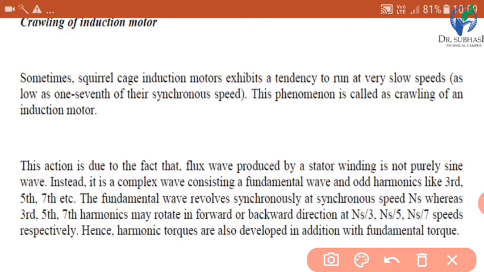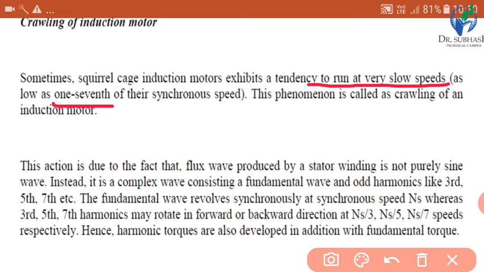Sometimes a squirrel cage induction motor exhibits a tendency to run at very slow speeds, as low as 1/7 of its synchronous speed. And this phenomenon is called crawling of an induction motor. See, this is the phenomenon. In this case, the induction motor will run at almost 1/7 of its synchronous speed steadily.